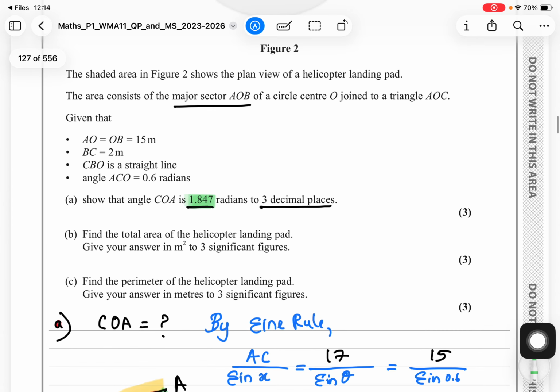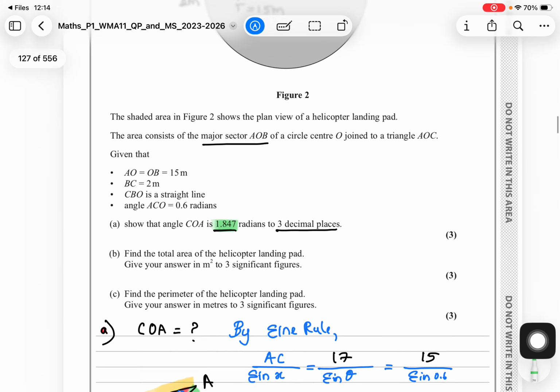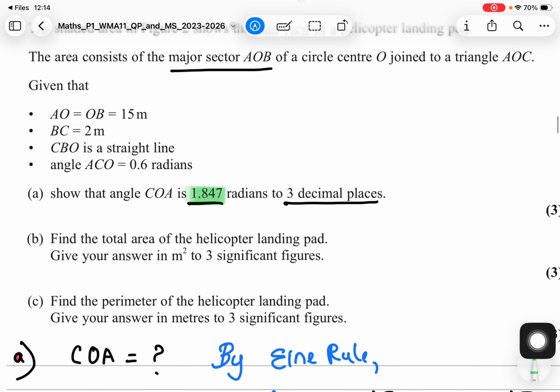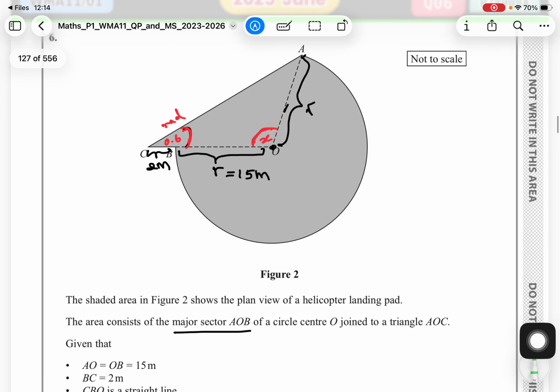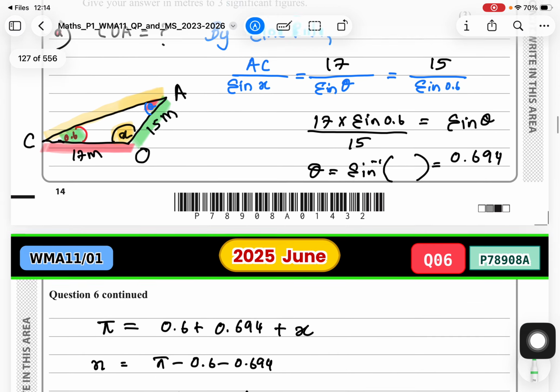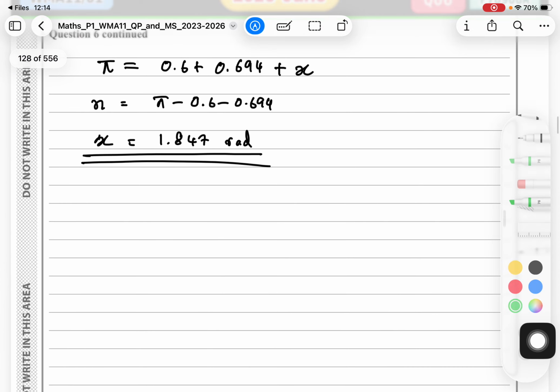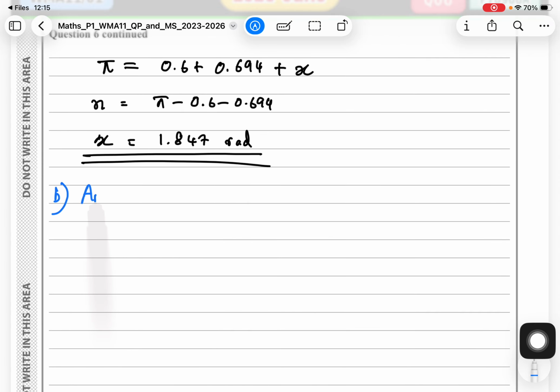The next one is the total area of the helicopter landing pad. They need the total area. Theory wise, it's a triangle and a sector in radians. If we want to get the area of a sector, we know how to get it, which is quite easy: it's going to be half r squared theta.